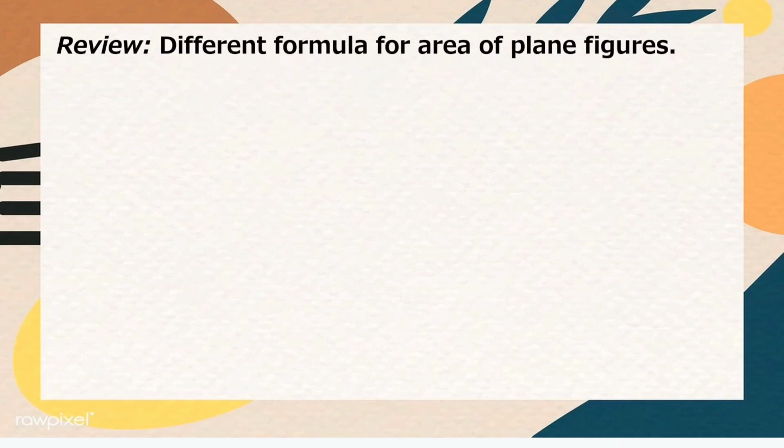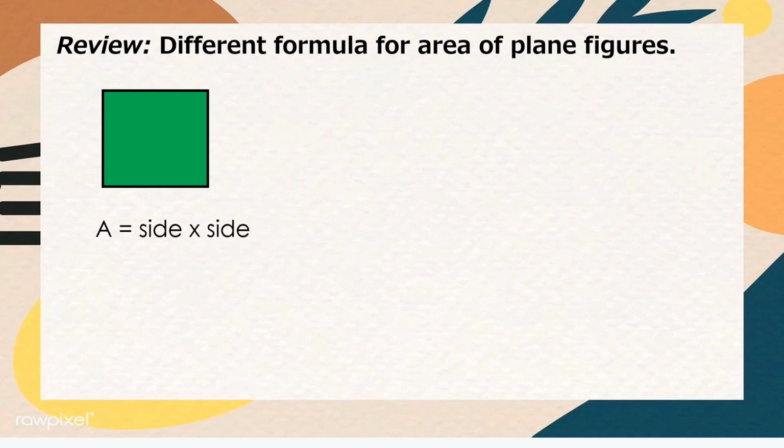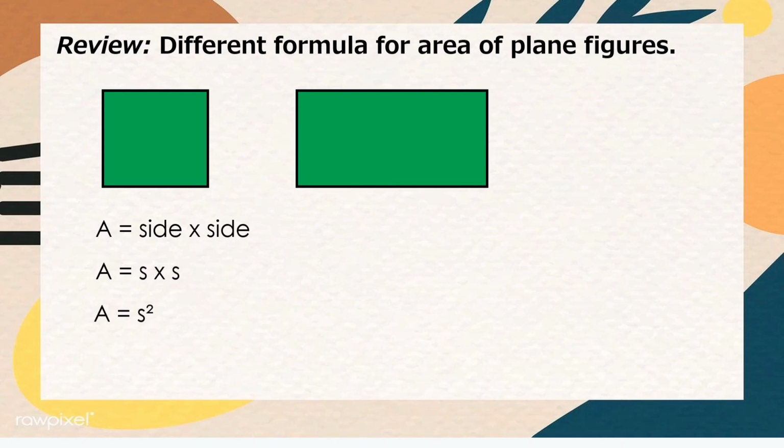So first, let's have a review of the different formulas for area of plane figures. The first figure we have here is a square. The formula for this is area equals side times side. It can also be S times S or S squared. The second figure is the rectangle. The formula for this is length times width. It can also be L times W or LW.